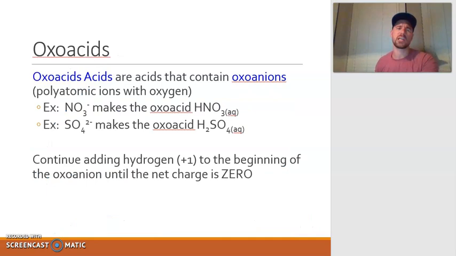Now that we have a good understanding about how to name binary acids, let's look at oxoacids. Oxoacids are acids that contain oxoanions, which, I said earlier, are simply polyatomic ions with oxygen. So, for example, if nitrate were to be in an acid form, that would make the oxoacid HNO3 (aq). If sulfate were to make an acid, it would make the oxoacid H2SO4. Notice the two hydrogens just because it has to balance out the sulfate.